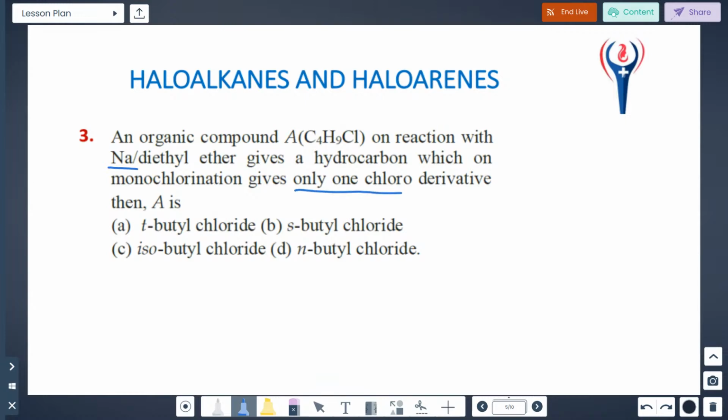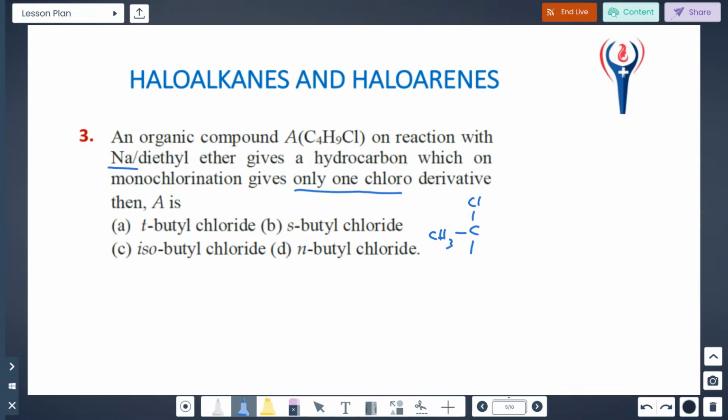If you have 4 carbon alkyl halides, 4 isomers are possible: n-butyl chloride, isobutyl chloride, secondary butyl chloride, tertiary butyl chloride. Which butyl chloride, if you take, gives only one chloro derivative on monochlorination? I am taking only tertiary butyl halide. What's the formula for tertiary butyl halide?